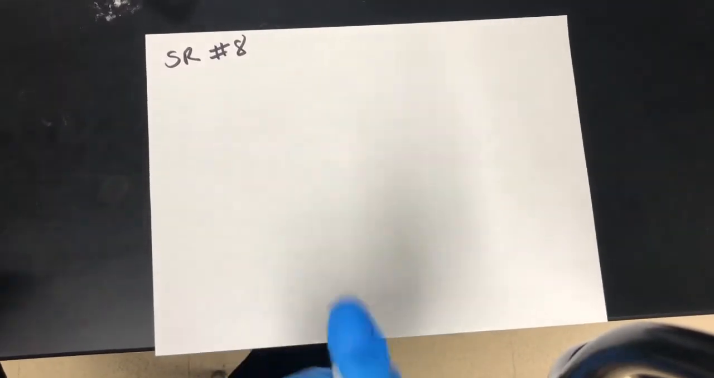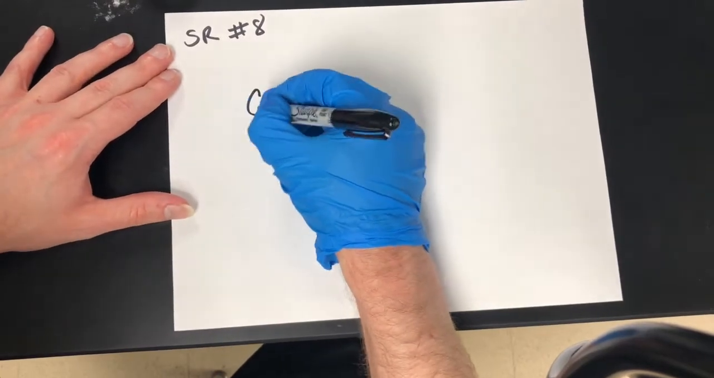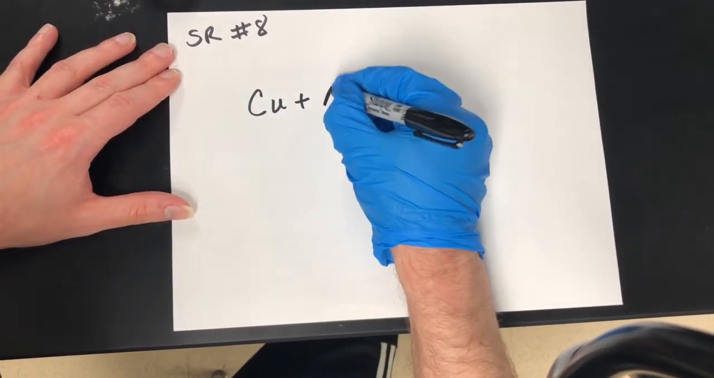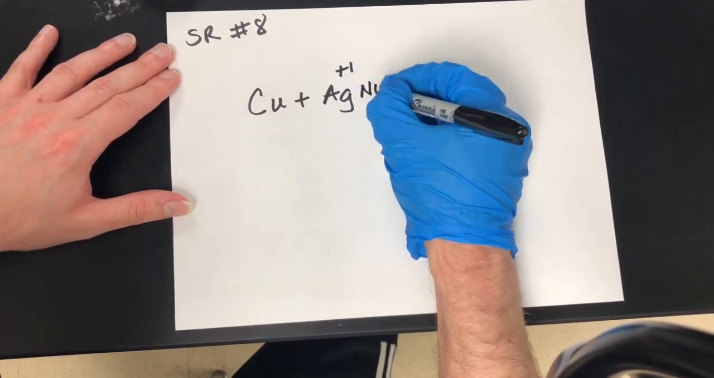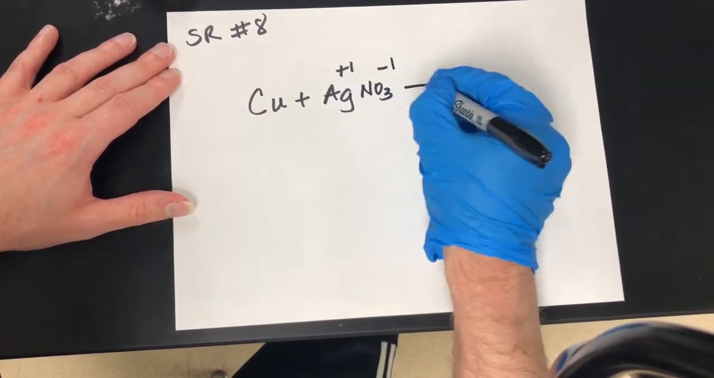Okay, so this is going to be single replacement reaction number 8. It says we're going to mix solid copper with silver nitrate. So copper plus silver nitrate. Silver is Ag with a +1 charge. Nitrate's NO3 with a -1 charge.